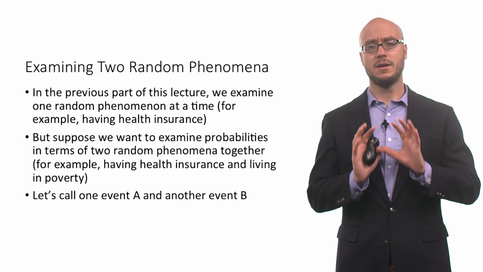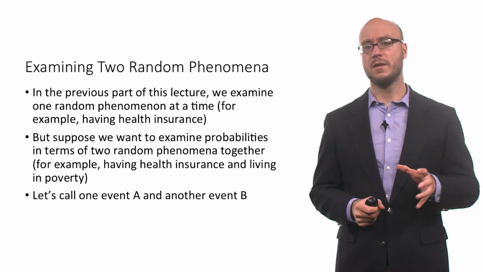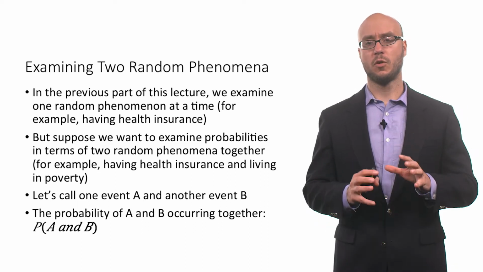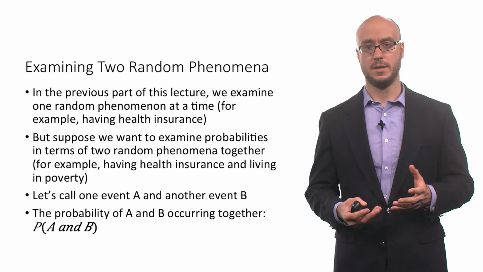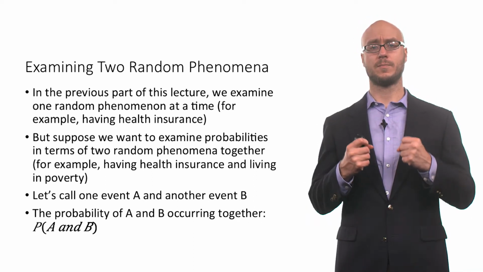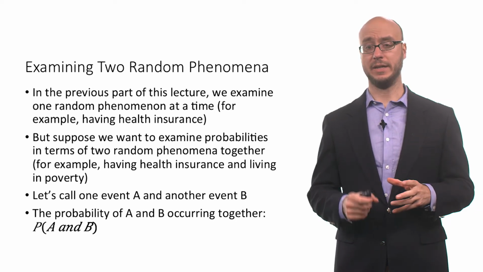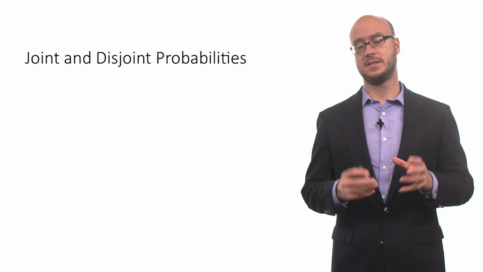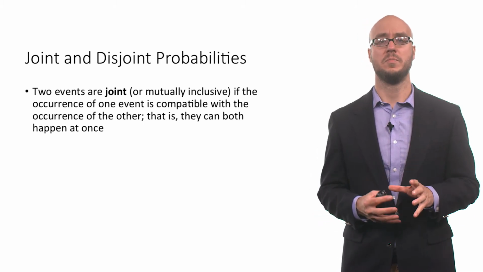So let's talk about looking at two random phenomenon, and we're going to call one event A and one event B. Before we talked about the probability of event A equals some probability, but when we talk about A and B occurring together, we want to talk about the probability of A and B. So we assign a probability of these two events occurring together. This leads to the discussion of joint versus disjoint probabilities.